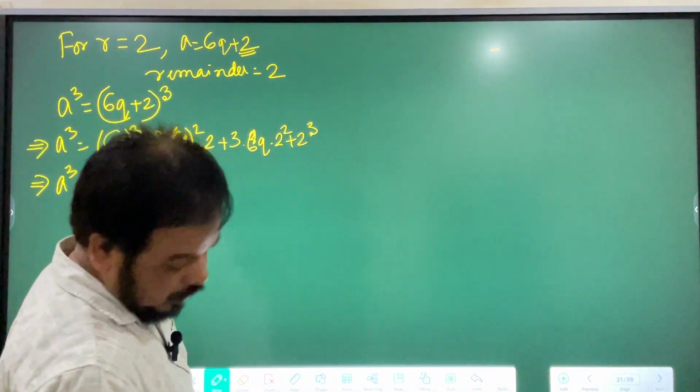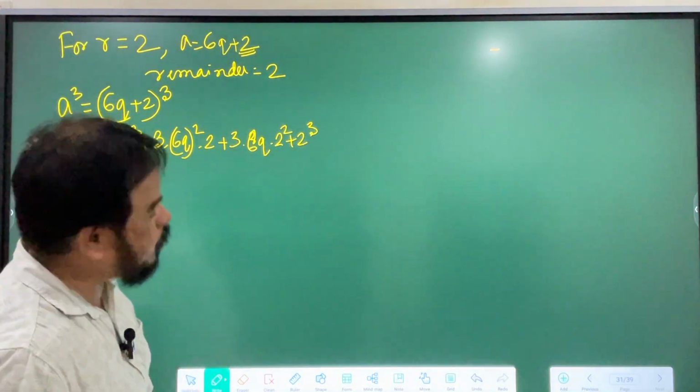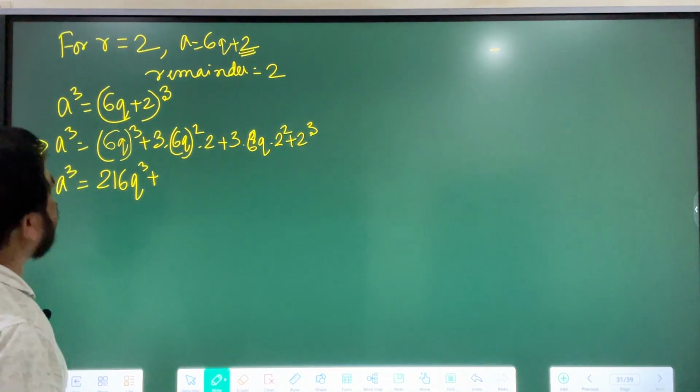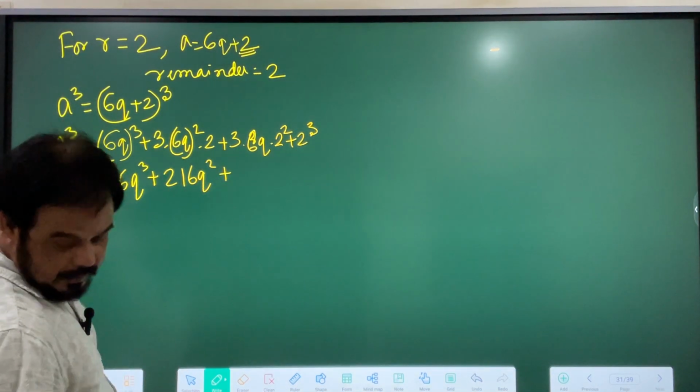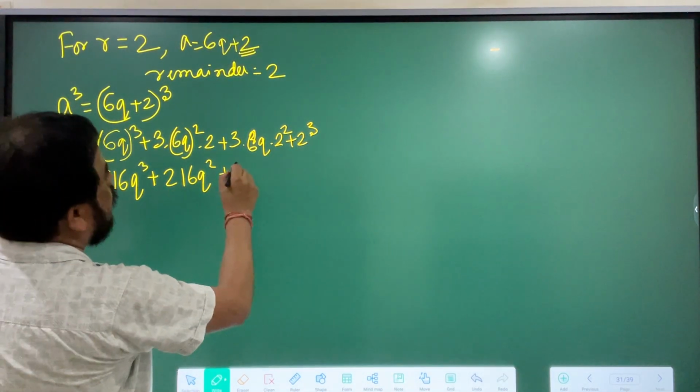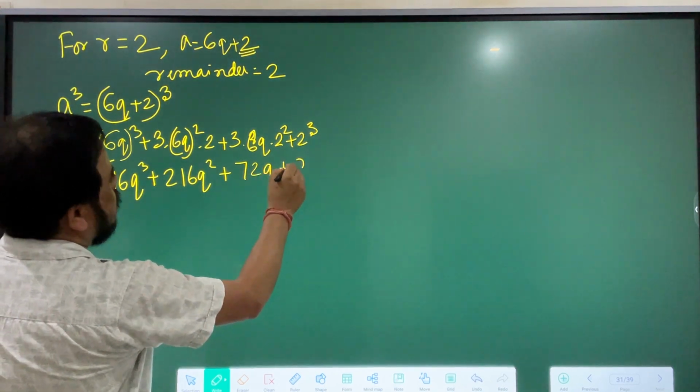R equals 2. Let me see the calculation. We don't have to do it again. Okay, this is the same: 216q square, then 72q plus 8.